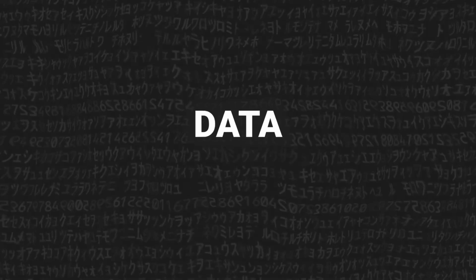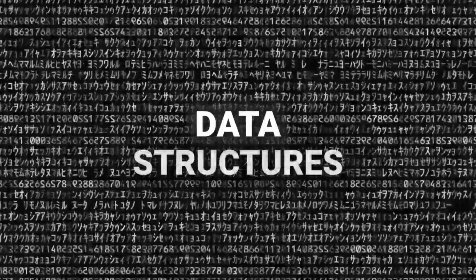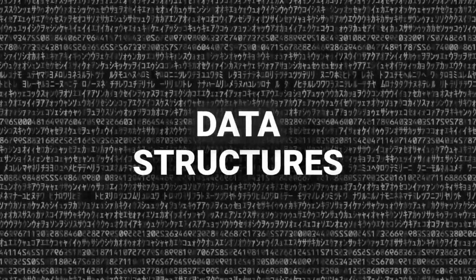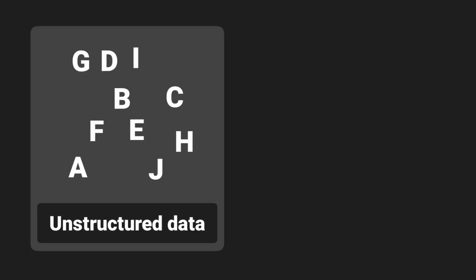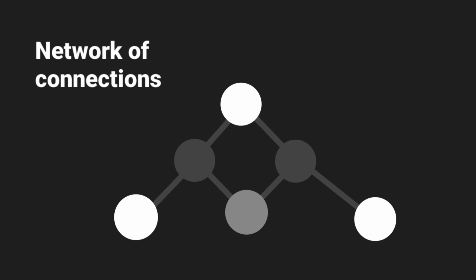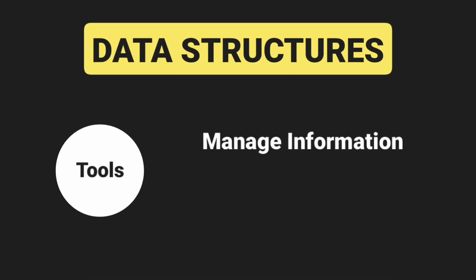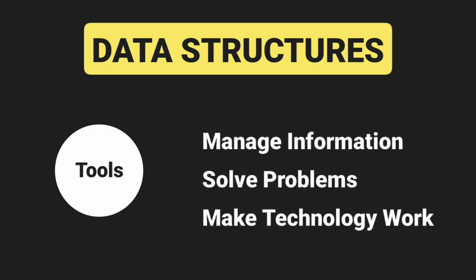We have data, so much data, all around us. To handle it effectively, we turn to data structures, the backbone of how everything works in technology. But what is a data structure? It's a way to organize and store data so we can use it effectively, whether it's a simple list of numbers or a complex network of connections. Data structures give us the tools to manage information, solve problems, and make technology work seamlessly.